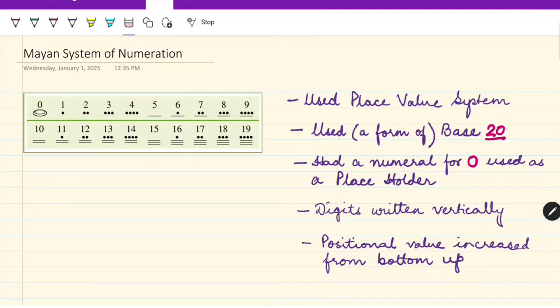So we'll go through some exercises and explanation on how their system worked and how they used the place value system. Now let's look at their numerals here, what symbols they used. The first one, 0, appears to be two concentric ovals over here. And then 1 was expressed as a single dot, 2 with 2 dots, 3 dots, 4 dots. But for 5, they use a horizontal line. And then 6 was represented as a horizontal line with a dot above. So 5 plus 1. All right. A single dot represents 1, and a horizontal bar represents 5. So 5 plus 1, 6.